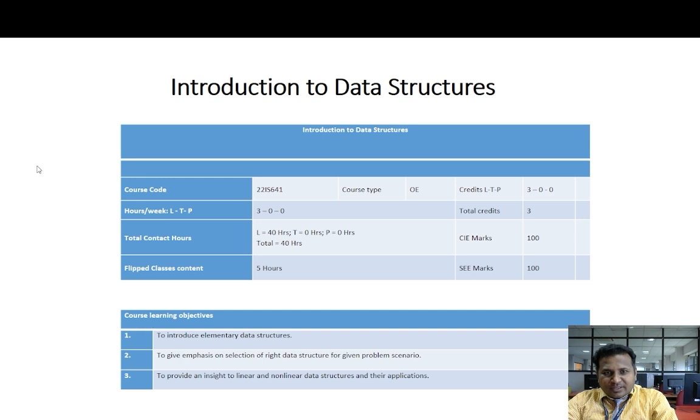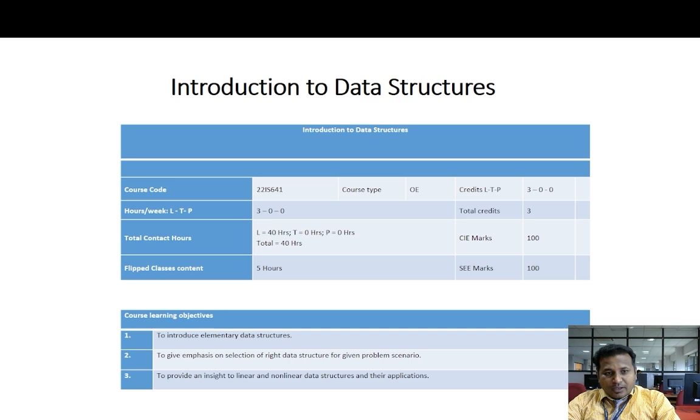Hello students. I'm Professor Karekar from the Information Science Department. The Information Science Department is offering a professional elective course on Introduction to Data Structures. The course code is 22IS641. This is a 300 course. There is no practical involved in this.